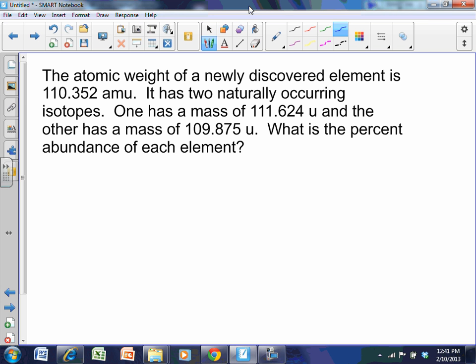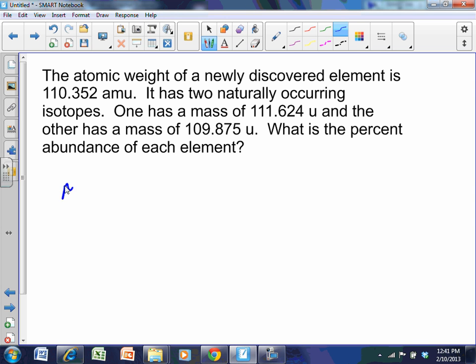So you have two isotopes here. One has a mass of 111.624 AMU. The other has 109.875 AMU, and the average atomic mass is 110.352 AMU. And you're supposed to find the percent abundance of each.